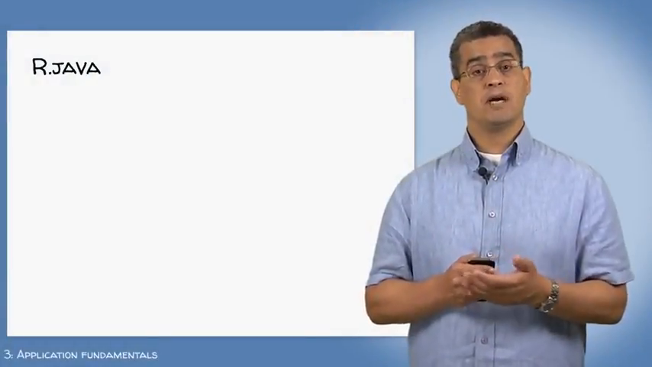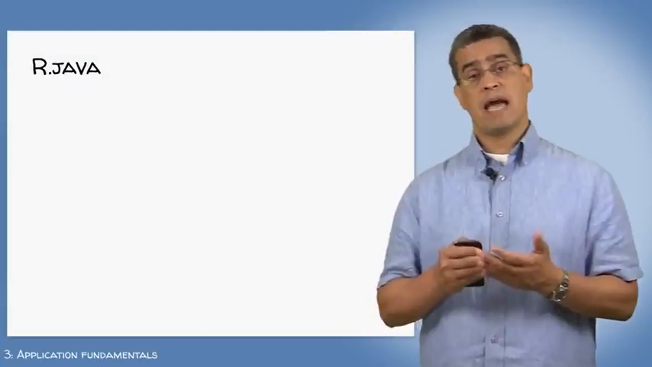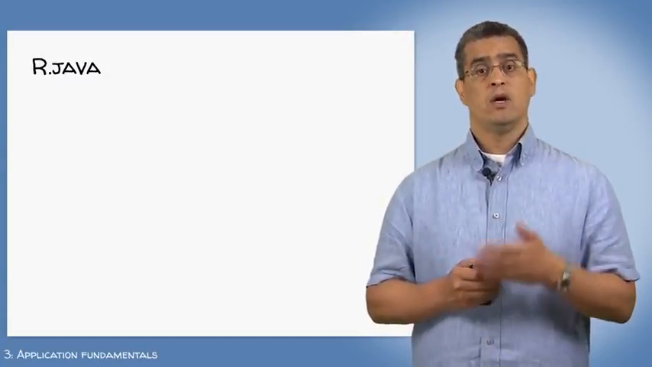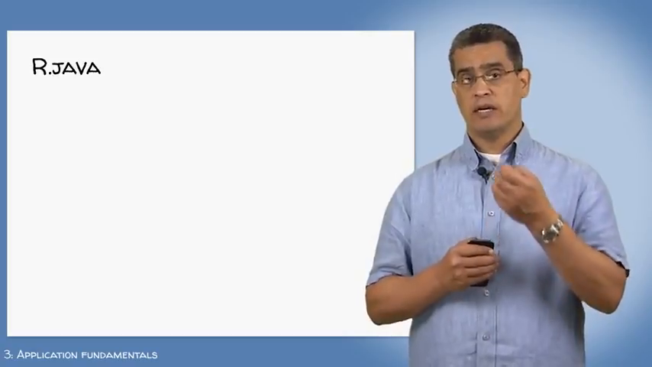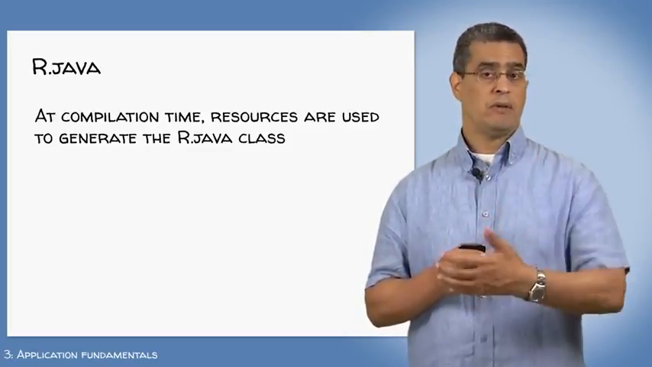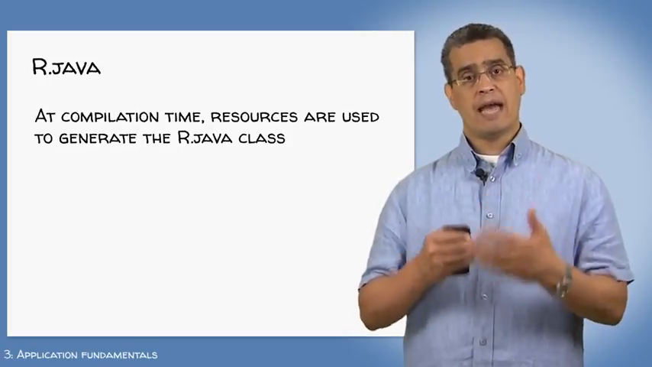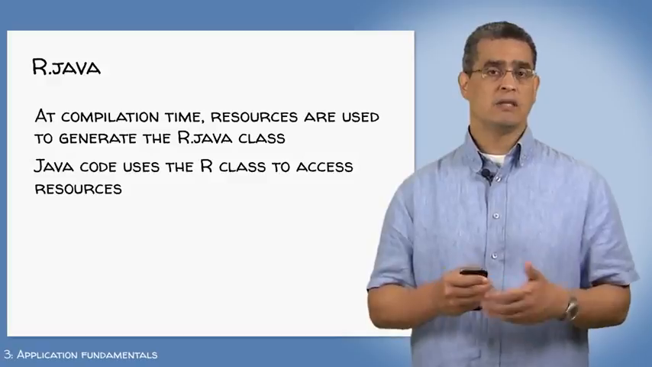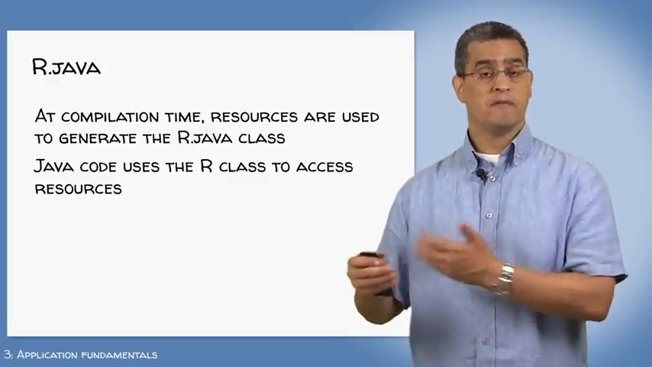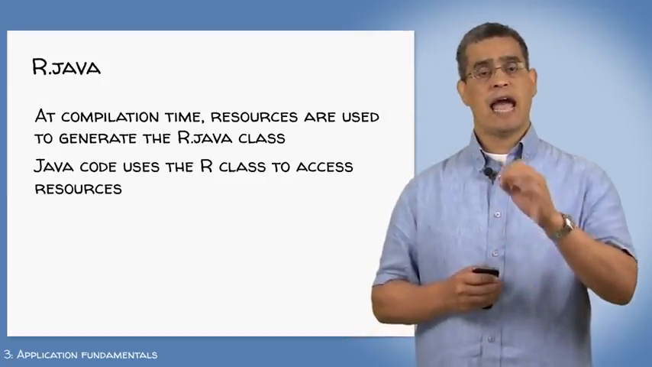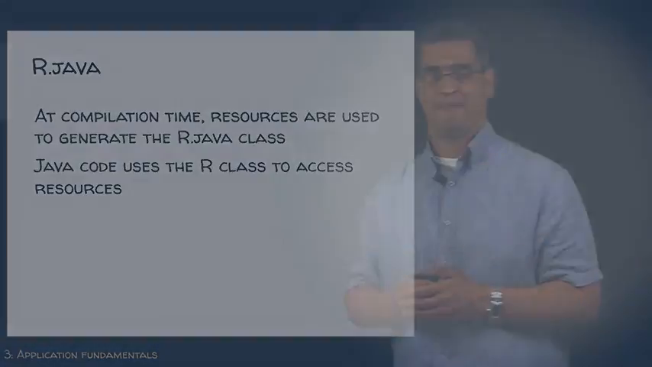Now, I've mentioned a few times now that resources can be accessed in Java as R.something or another. Well, to do this, Android generates a class called R from your application, and you can then access the fields of this R class to get to those strings and layouts and other resources that you defined in the XML files. Let's take a look at an actual R.java file.